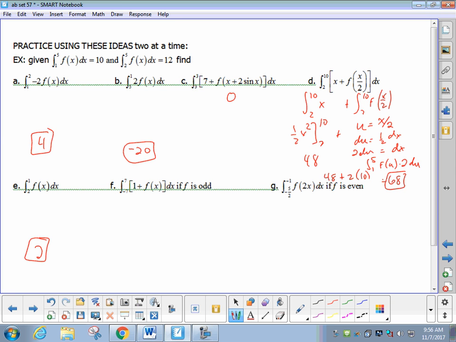What about F? I did not get 0. Anybody else? Okay. Consider this, please. X cubed is odd. Yes? What about x cubed plus 1? Is it odd? Is that symmetry about the origin? Yeah, it is not odd.